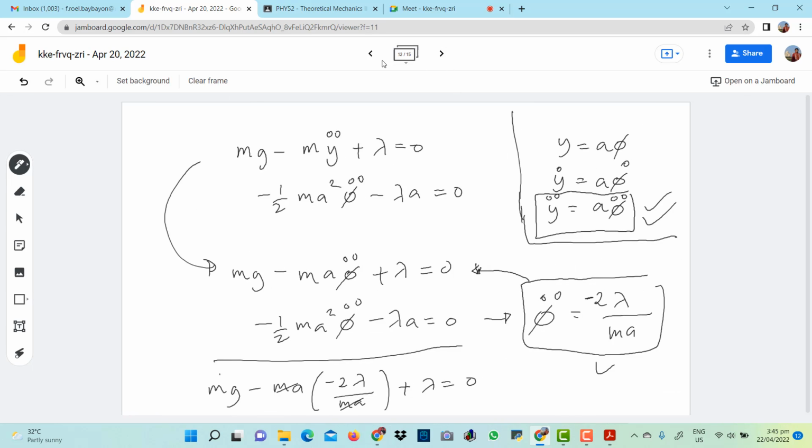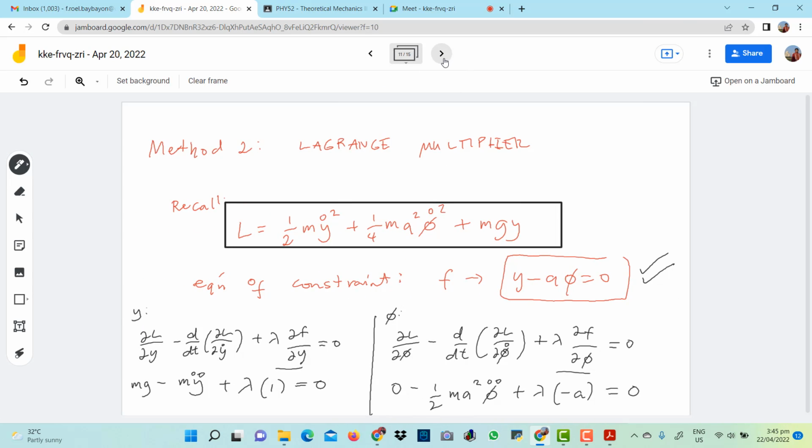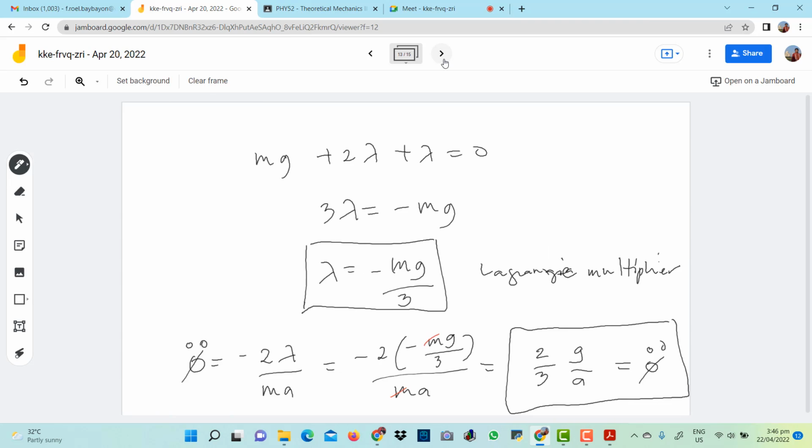So the only thing added is this lambda. You can solve for the Lagrange multiplier lambda in your system. Yeah, and that's it. That's the alternative method to calculate the equation of motion. We call this one the Lagrange multiplier method. Okay? Clear?